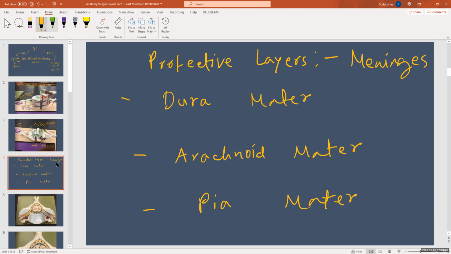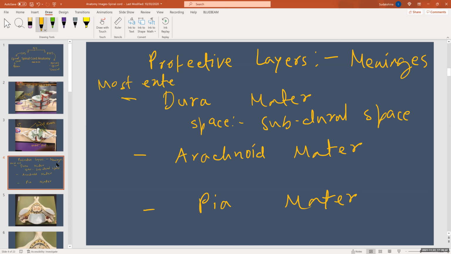Between dura and arachnoid, there is a space. Refer to that as the subdural space. So basically, this is most external, and this is most internal. We are going from out to in.